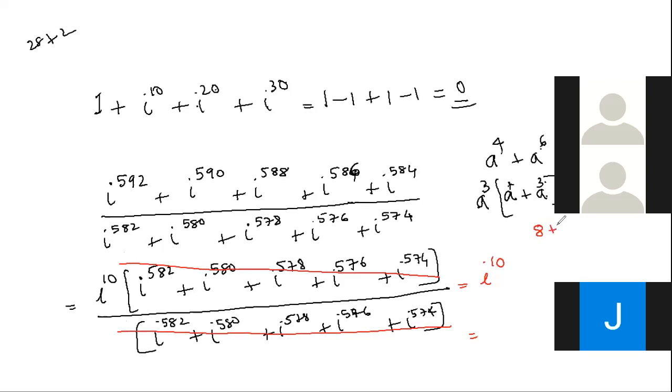So i raised to 8 plus 2 gives i squared, which is minus 1. This is 1, and this is minus 1. So the answer is minus 1.